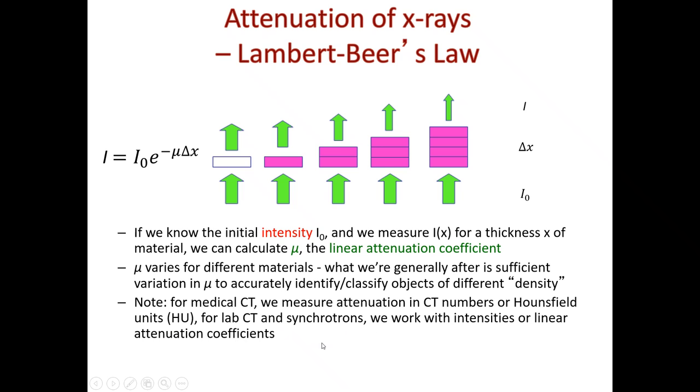Now, for lab CT and synchrotrons, it's typically intensities or linear attenuation coefficients. They're scaled to some number range. So quiz time: what's the range that Javier mentioned on Monday? What is the range of numbers of the reconstructed linear attenuation coefficients? Were they positive, negative? How large were those numbers? In hundreds or thousands? I remember, but I heard it a number of times, so I know.